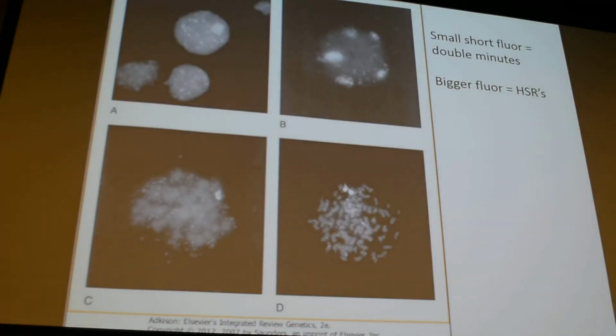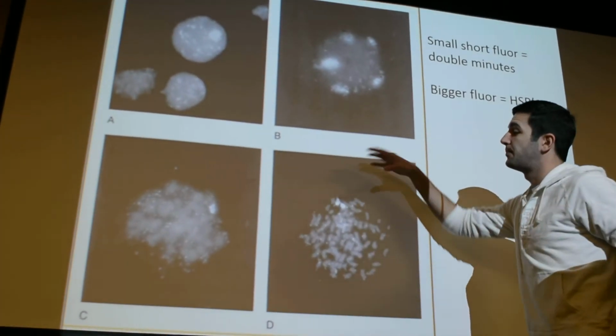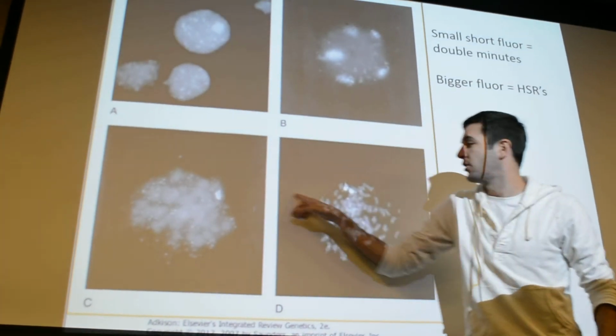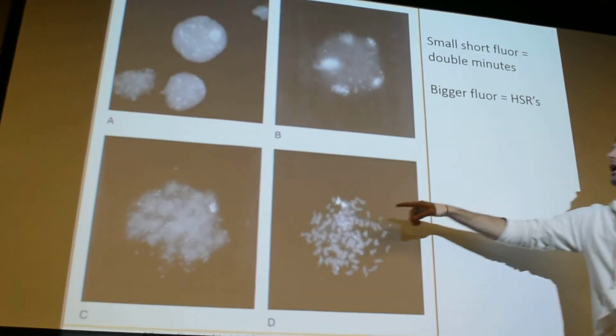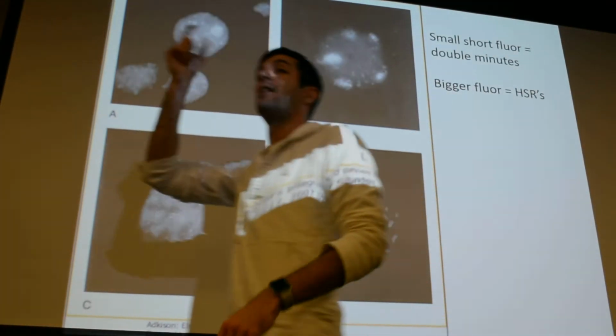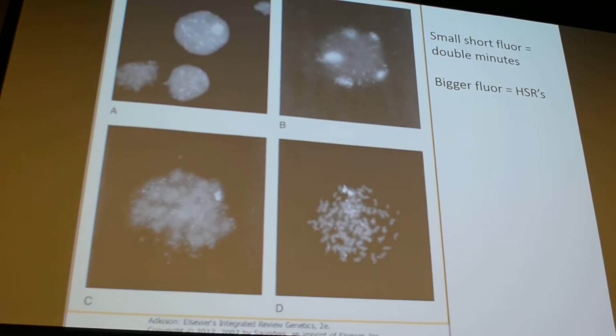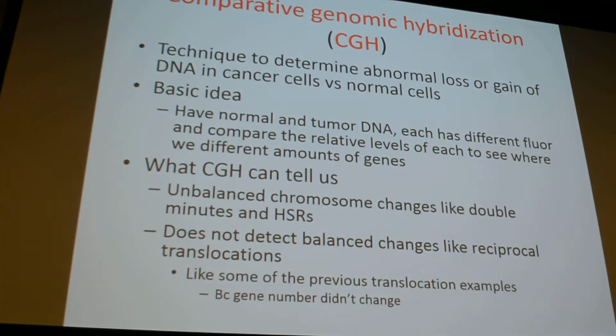So in the picture, you can see the really, really small things, those are the double minutes, whereas these big blobs right here are the HSRs. Those are the ones with that repeated region of amplification. The double minutes are much smaller little pieces.